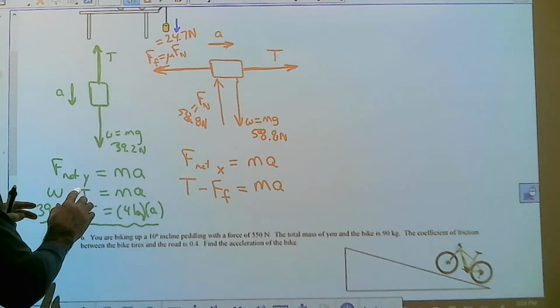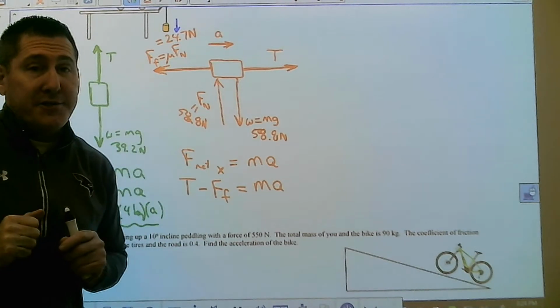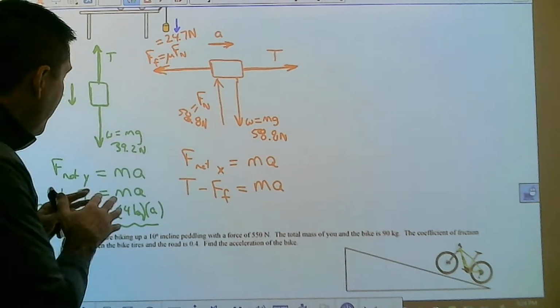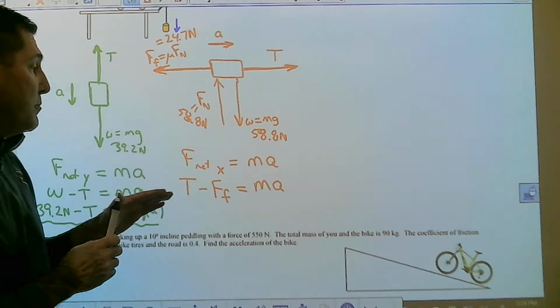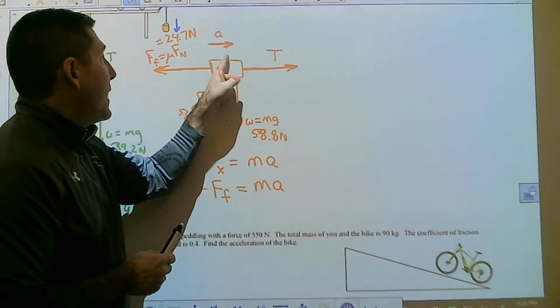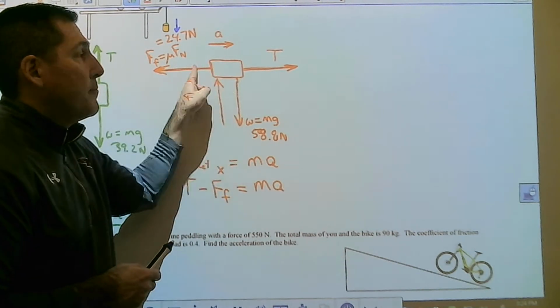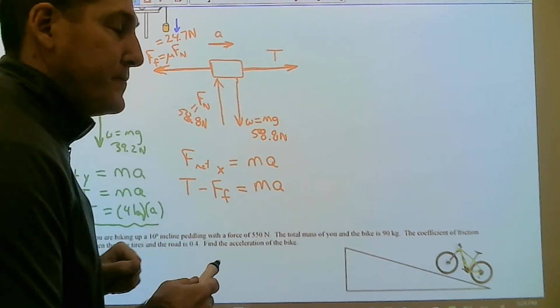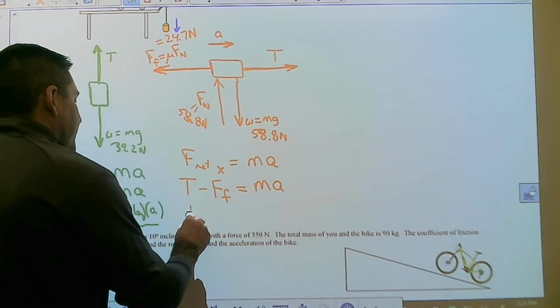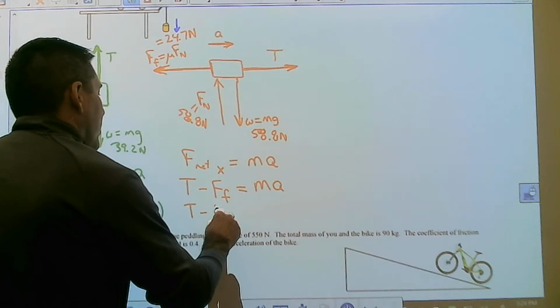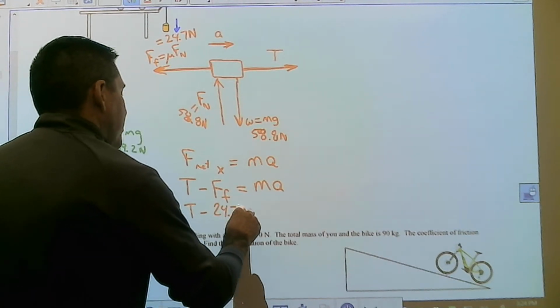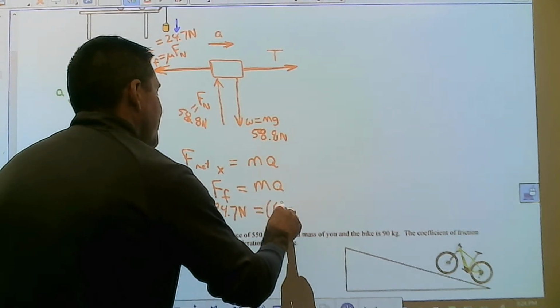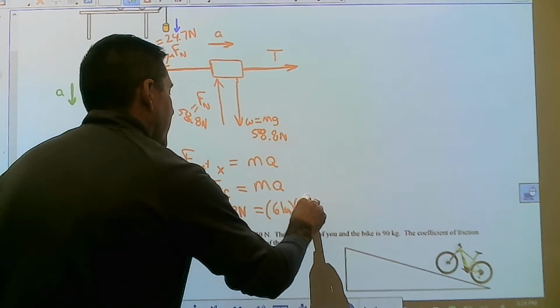So it's not T minus W. That might be W minus T just like Atwood's machine, but this is not T minus W. It's moving in the x direction. I only care about the x forces. Weight is not an x force. So I've got T minus 24.7 newtons equals 6 kilograms times a.